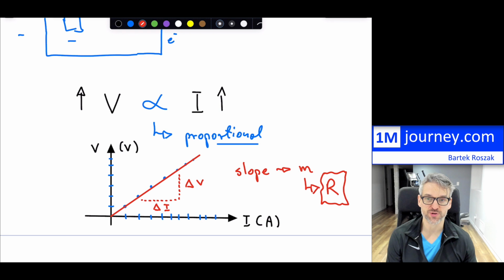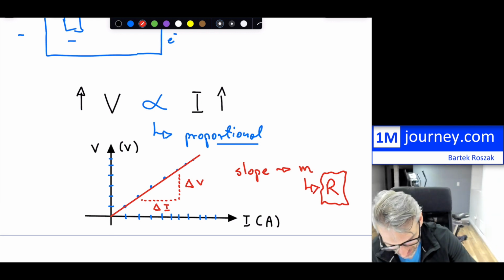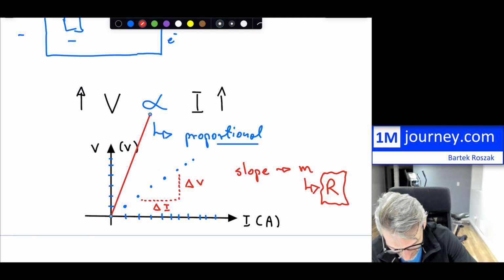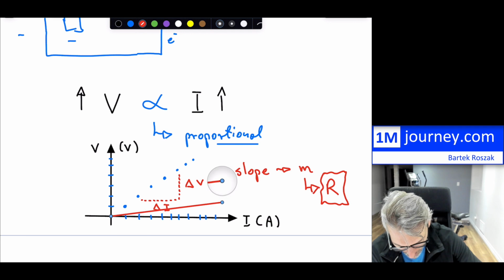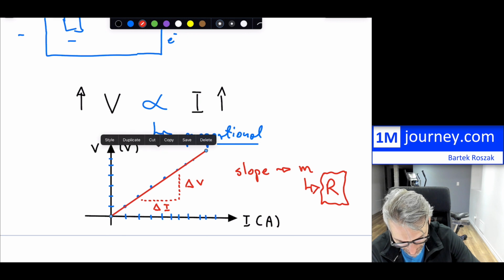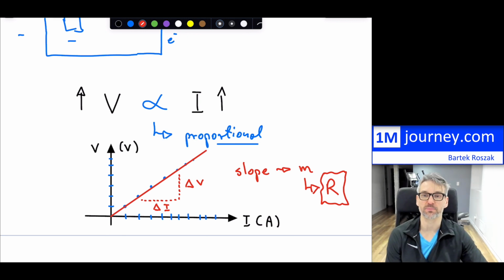Of course, depending on what the load or the conductor is, there might be more resistance or less resistance. What it would mean is that this particular line would either be steeper, meaning the slope is much bigger, so more resistance, or it would be flatter, where you have less resistance overall, so the current can flow much easier. So depending on what the slope is, that slope would govern what the resistance will be.